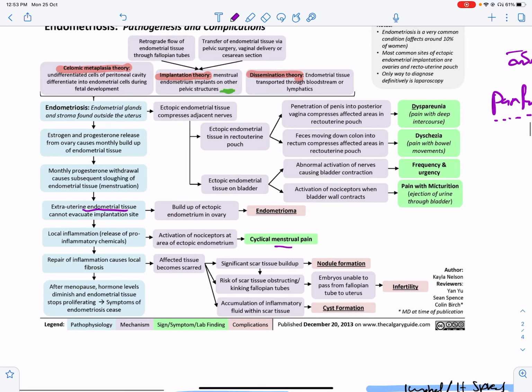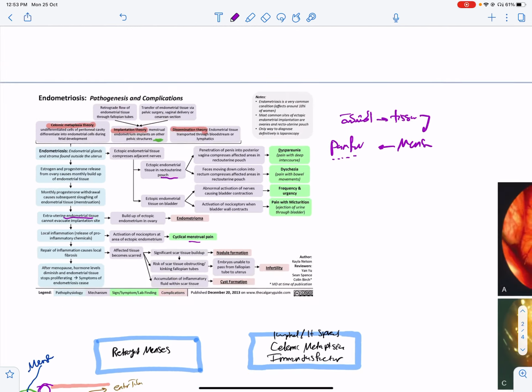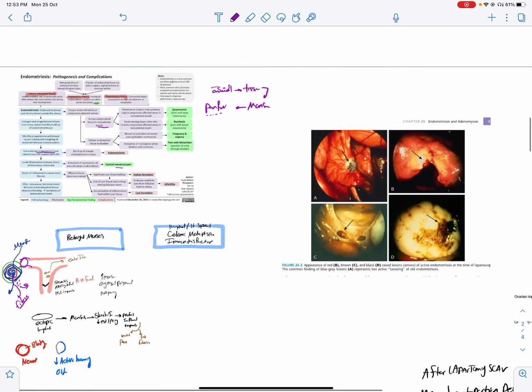I'll tell you now. If you have the ectopic endometrial tissue in the rectovaginal pouch, this is not the rectouterine pouch. It's not nice. Why? Because it can cause dyspareunia, dyschezia. It can cause severe dysmenorrhea, very severe one. Now, ectopic endometrial tissue in the bladder will cause urinary symptoms. Okay, so this is the pathogenesis.